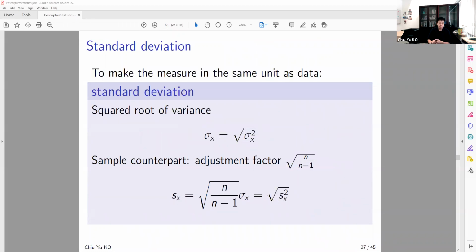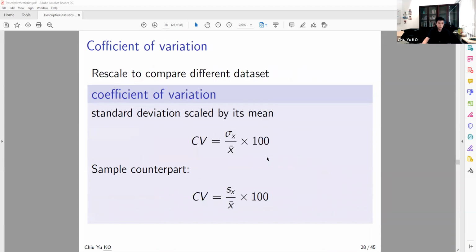So take the square root, okay? And why do you want to take a square root? To get back to the same unit, okay? That is the only reason. Because you squared, you want to go back, so just take the square root. Because of the square root, the adjustment factor will be n over n minus 1, and that's it. There's nothing deep here.